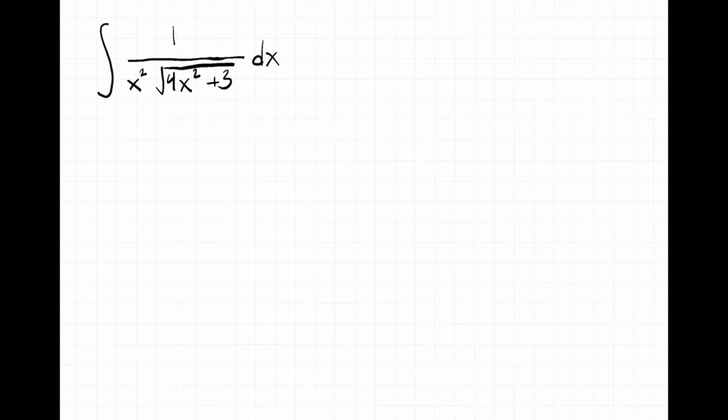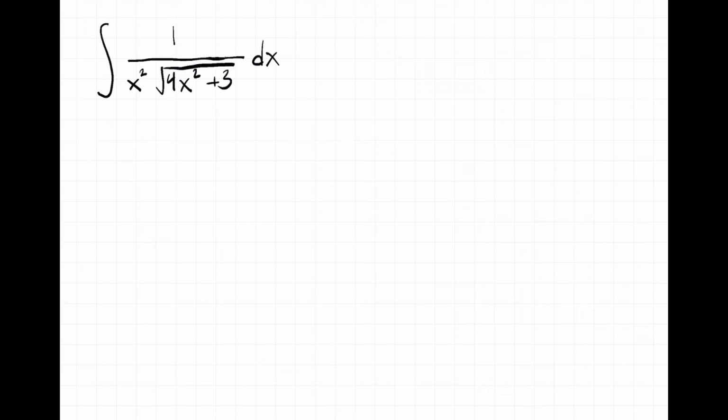Here's another example of trigonometric substitution. Let's find the integral of the function 1 over x squared times the square root of 4x squared plus 3 dx. Now at first glance, it might not be obvious that this is a function we can use trig substitution for. We do have a square root in here, but it doesn't appear to be a sum or difference of squares.